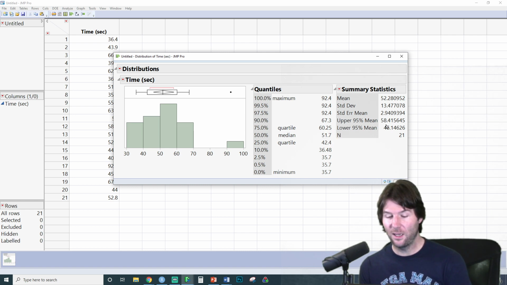So here is the confidence interval right here: 58.4 to 46.14. Usually we read it the other way though.